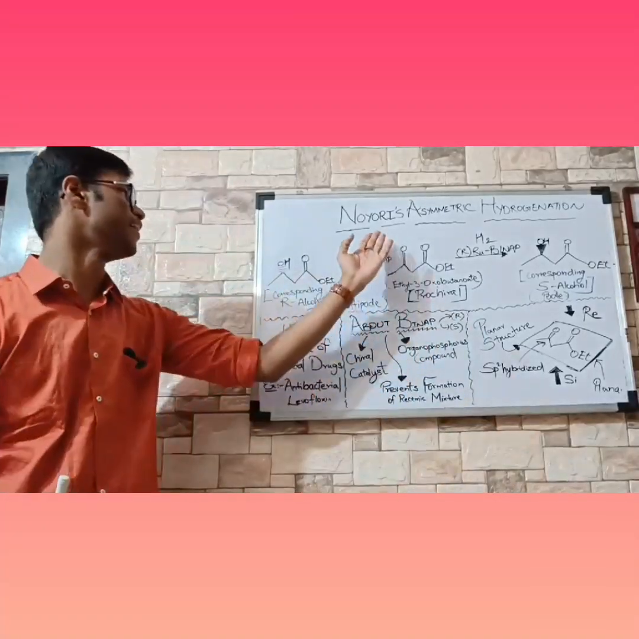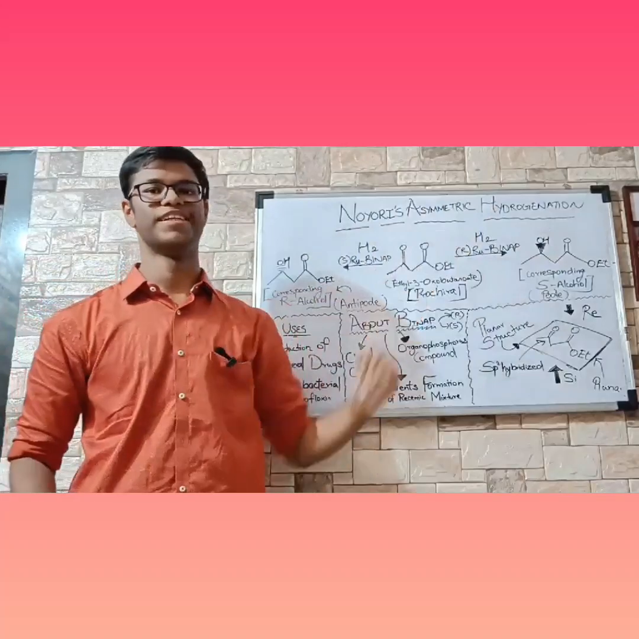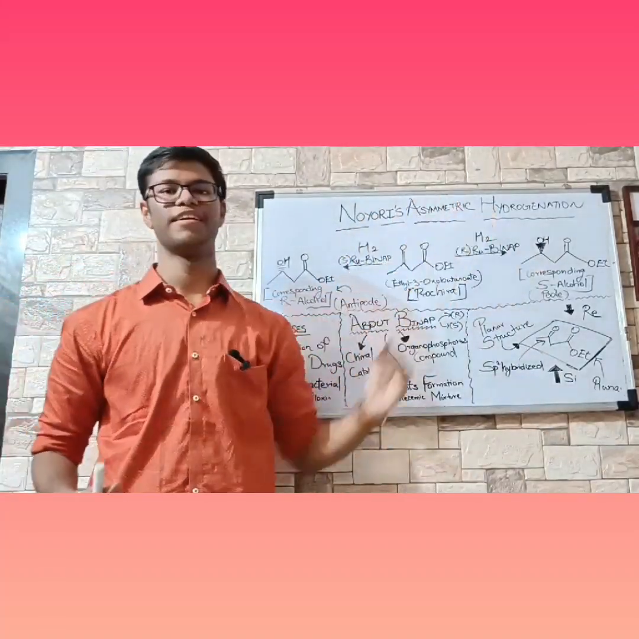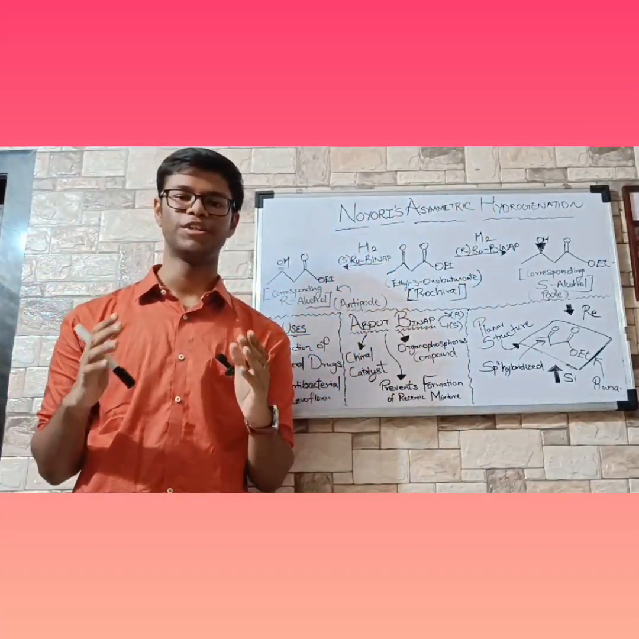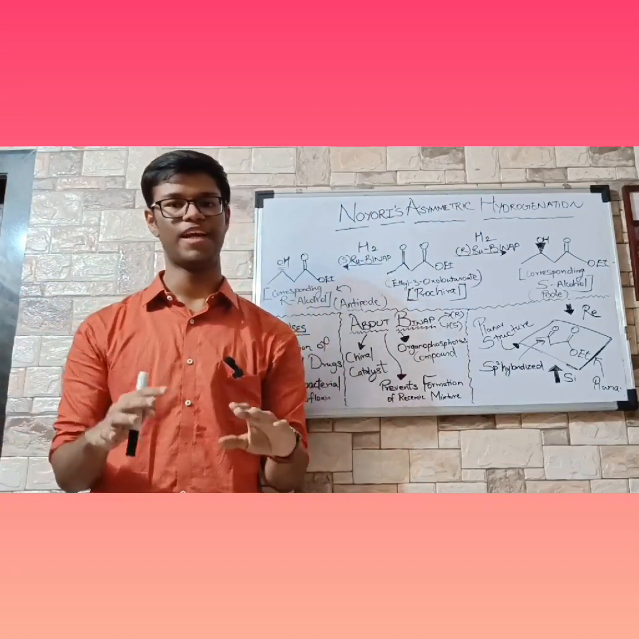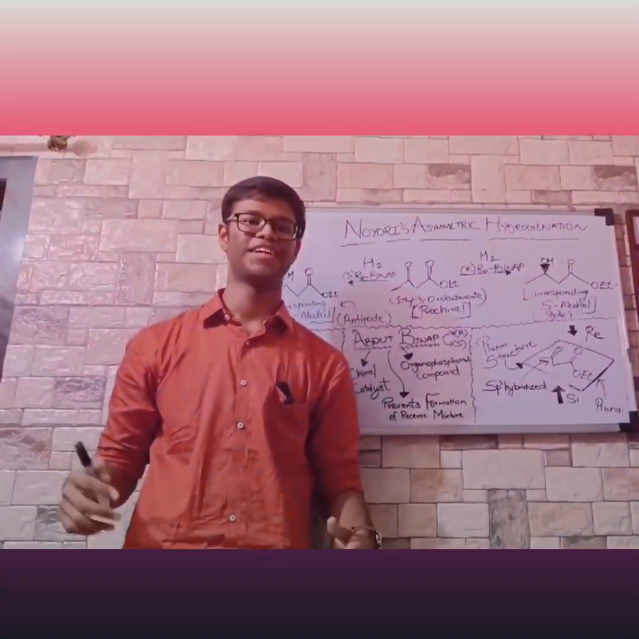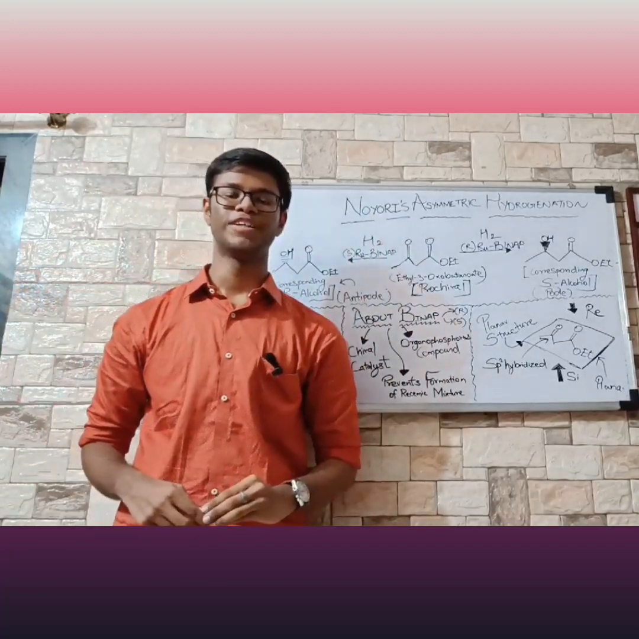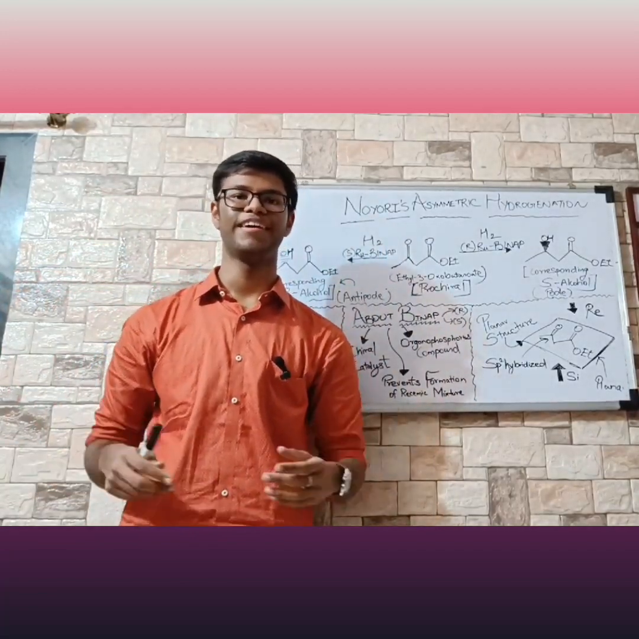Thanks, Komal. Hello everyone, myself Srihari, and today we'll be dealing with Noyori's asymmetric hydrogenation. Noyori's asymmetric hydrogenation refers to the methodology for enantioselective reduction of ketones as well as related functional groups. This methodology was introduced by Noyori, who was honored with a Nobel Prize in the year 2001.